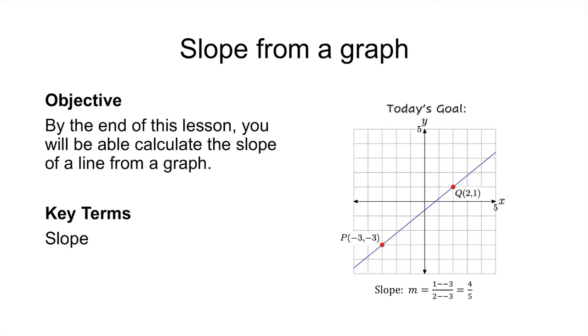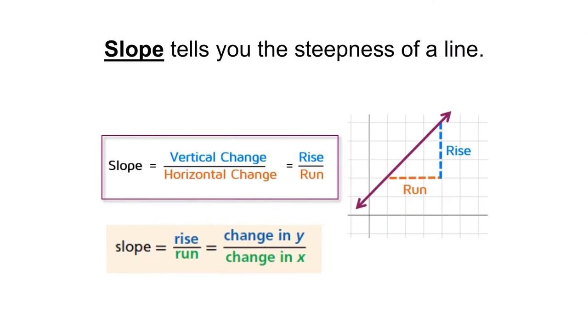In this video, we're going to talk about how to calculate the slope of a line from a graph. Slope will tell you the steepness of a line. When we look at a graph, we can tell slope as being the vertical change over the horizontal change, or in other words, the rise over the run. You can also think of slope as the change in y over the change in x.